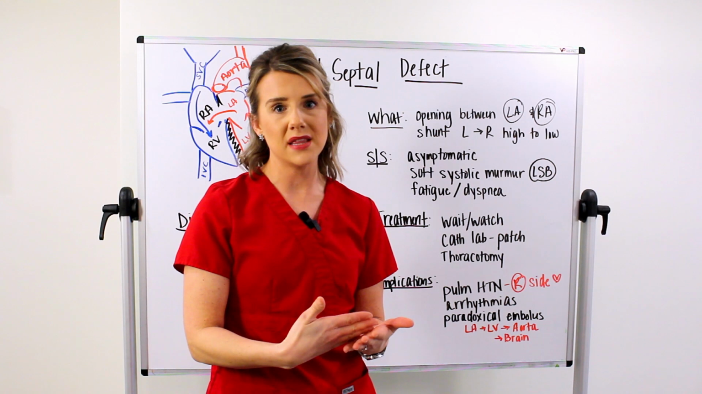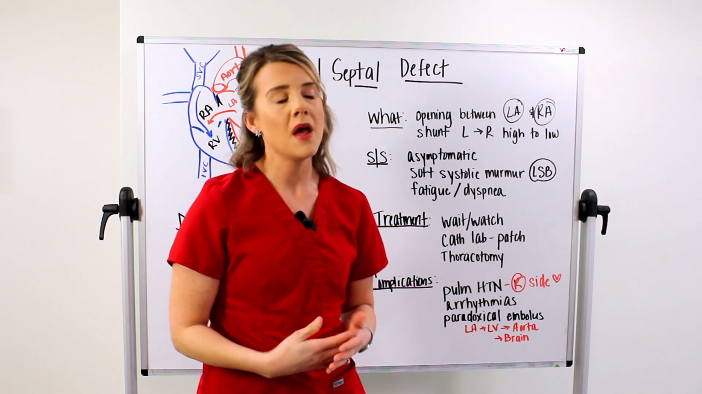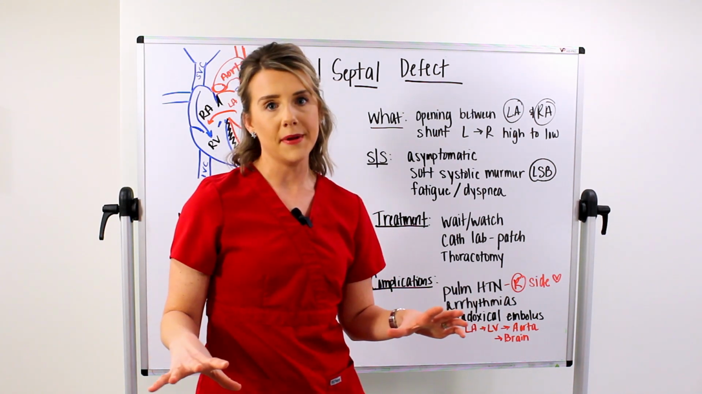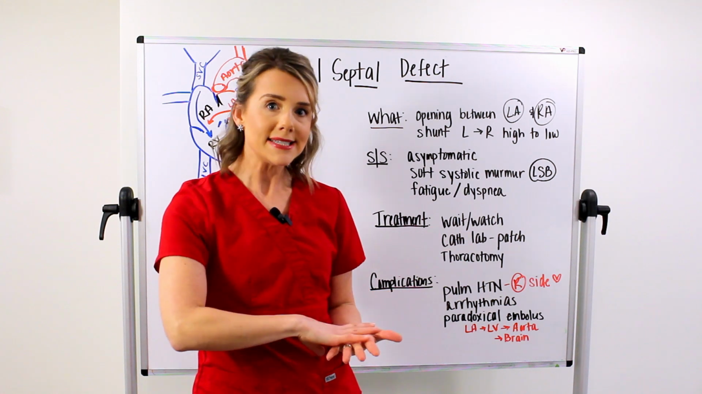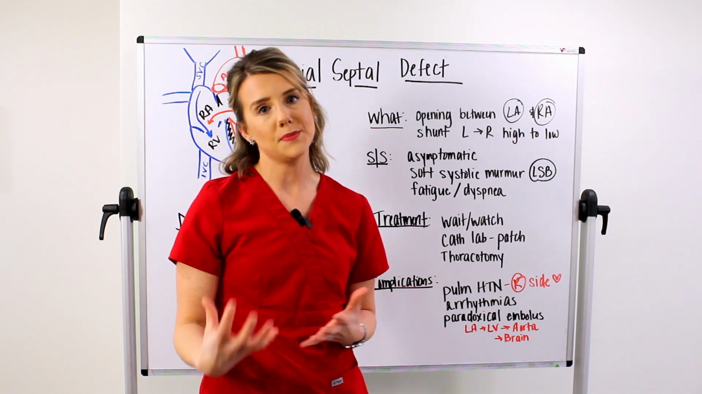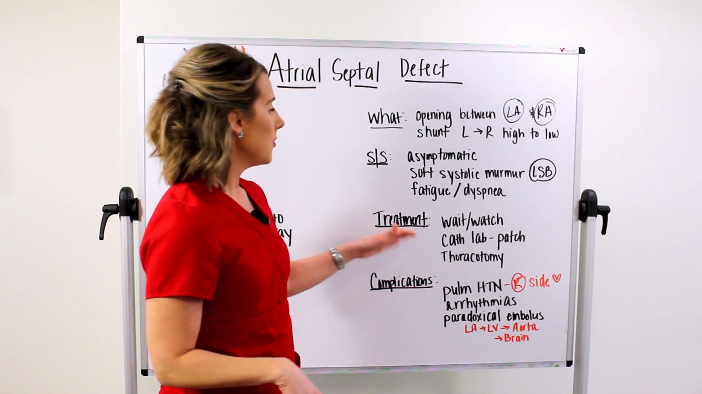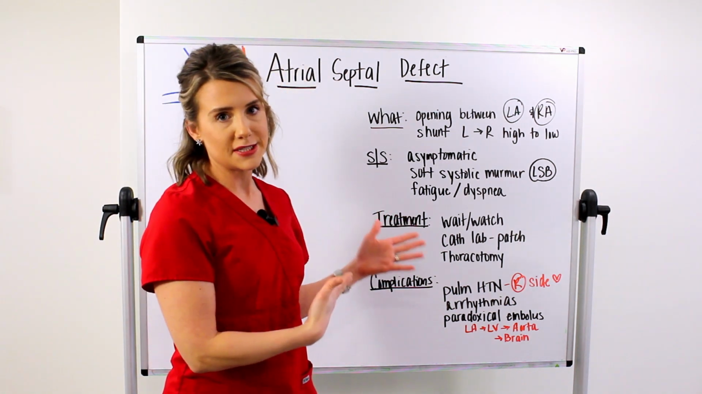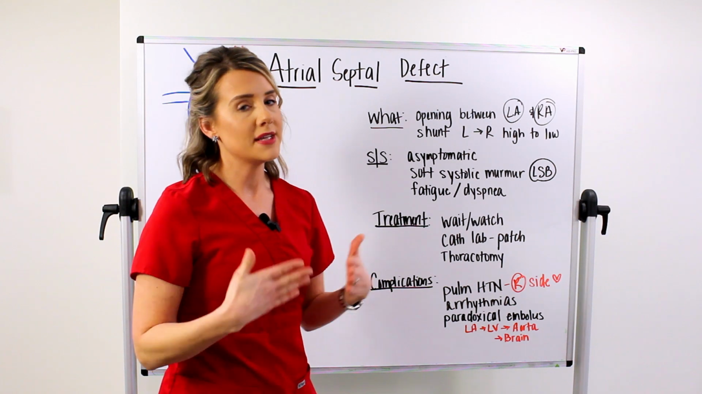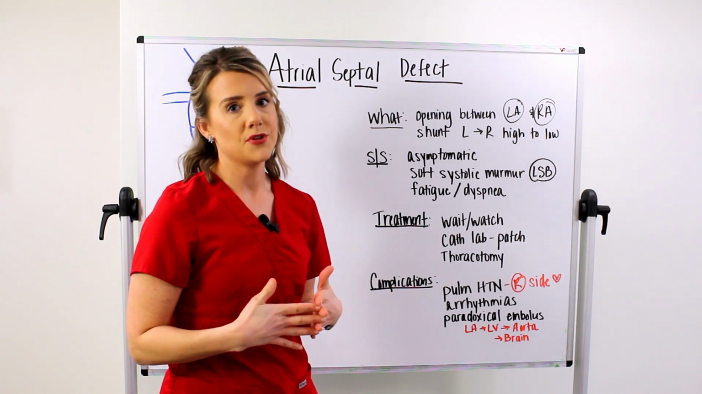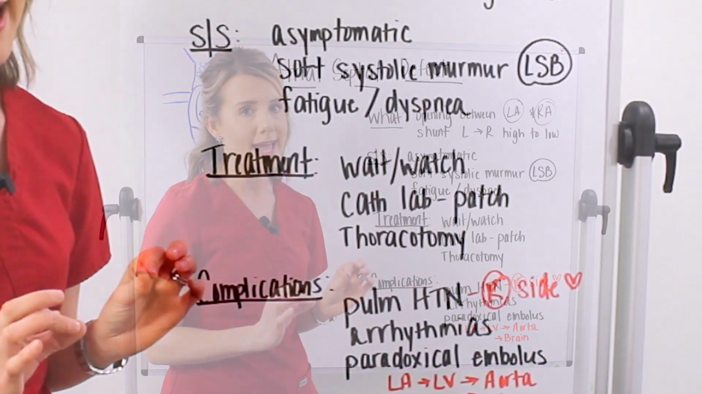So we can also see things like right-sided heart failure develop. We don't want any of that to happen. So if we detect the ASD and we know that has the potential to cause complications, we can go in and do a repair. Now, the beauty of this specific disorder, we can actually do this minimally invasive procedure now in the cath lab to close the ASD.